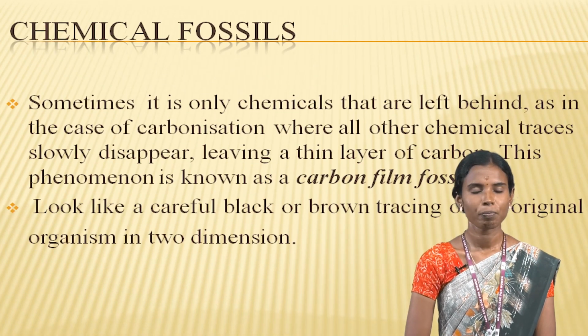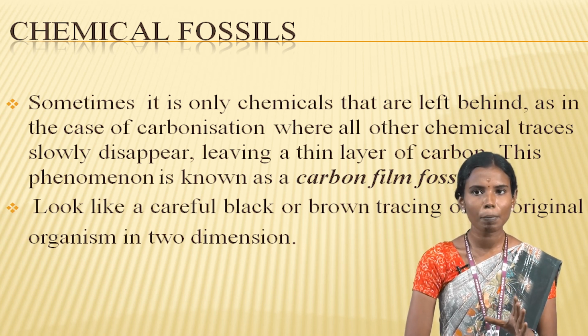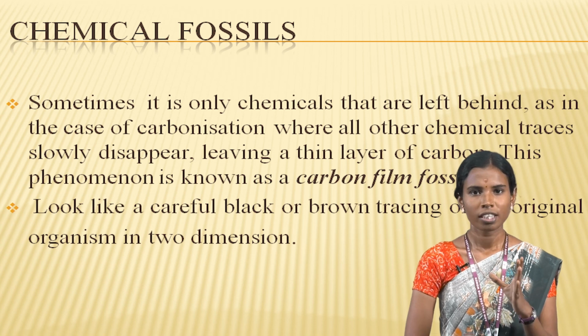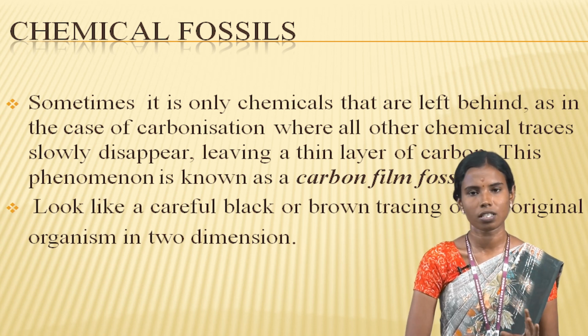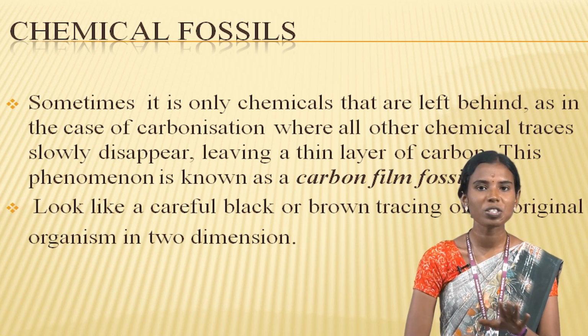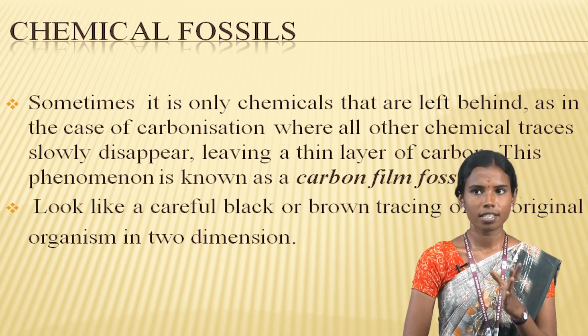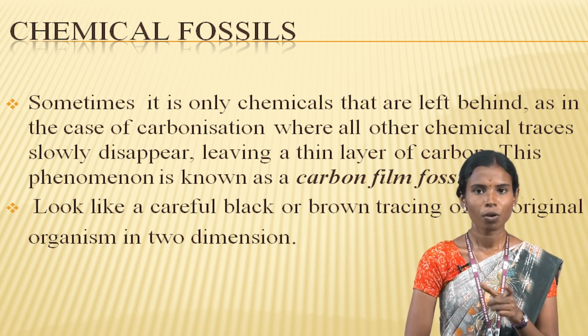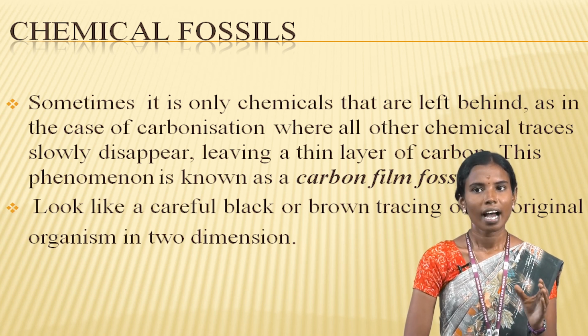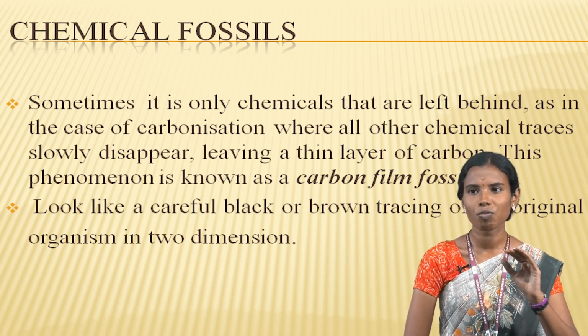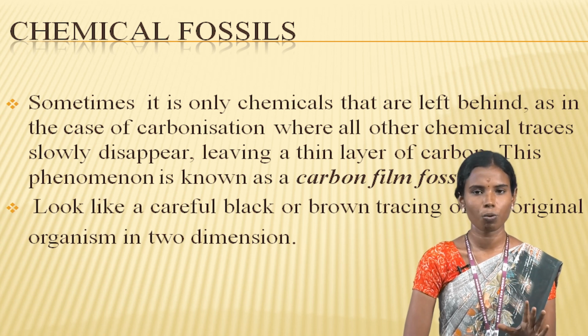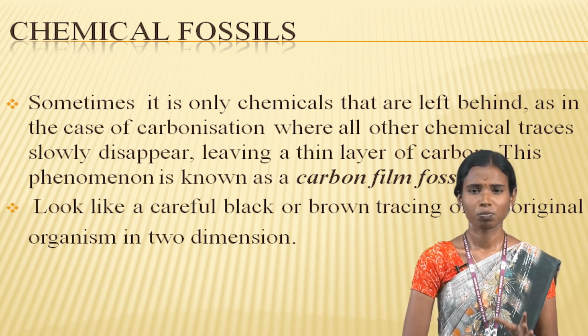Next, we will see about the chemical fossils. In chemical fossils, only chemicals are left behind. The chemicals which are already present in the species, like proteins and amino acids, are the only things preserved. The hard parts are rotted away or worn away, as in the case of carbonization, where all other chemical traces slowly disappear, leaving a thin layer of carbon. This phenomenon is known as carbon film fossil.